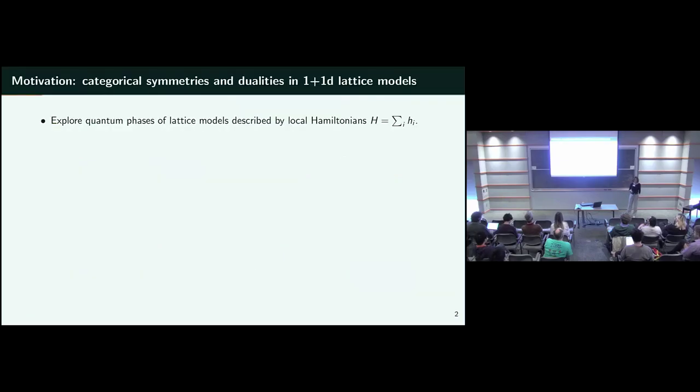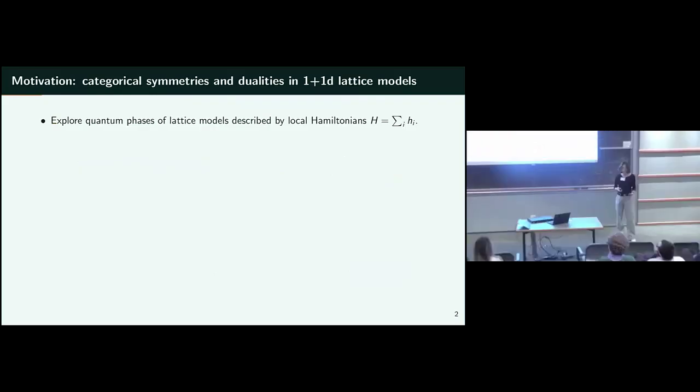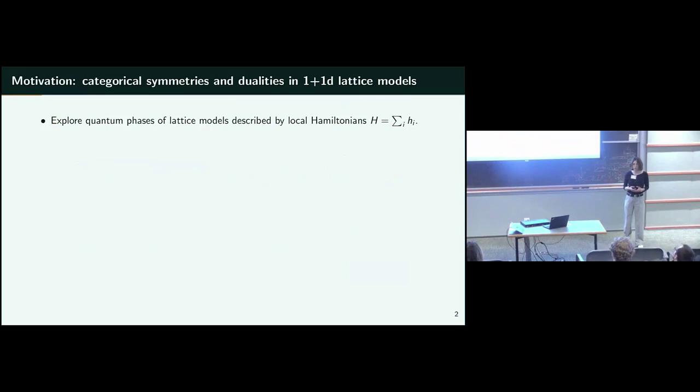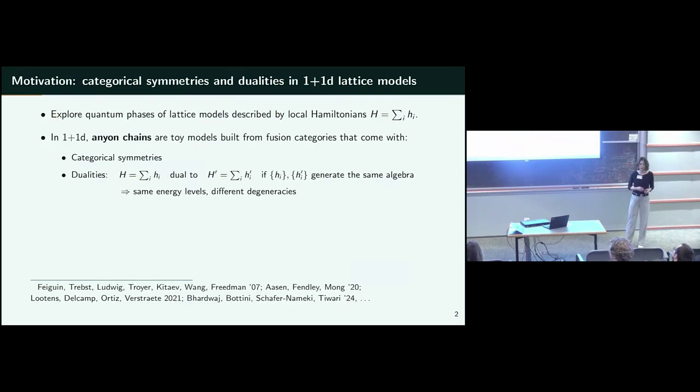Okay, so as a condensed matter physicist, I'm interested in understanding quantum phases of matter arising in models governed by some local Hamiltonians. And in 1+1d, the anyon chains are a particularly nice class of toy models, which naturally come with categorical symmetries as well as dualities between different models. And in this context, what I mean by duality is that two Hamiltonians are dual if their local terms generate the same algebra.